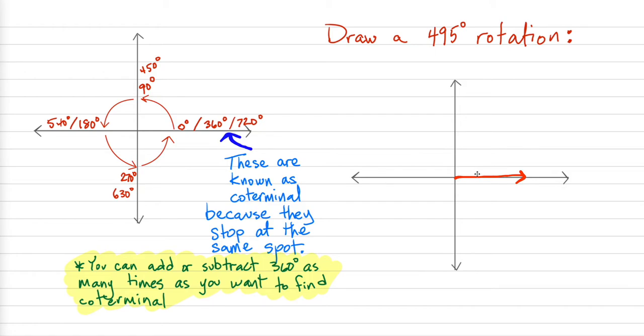495 degrees. So I'm going to go 90, 180, 270, 360, 450, and then 495. How much more than 450 is that? 45 more. So 45 is a half. 45 is the midway point between the axes. So this would be a 495-degree rotation.